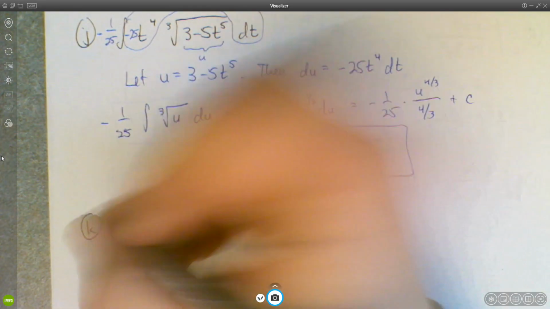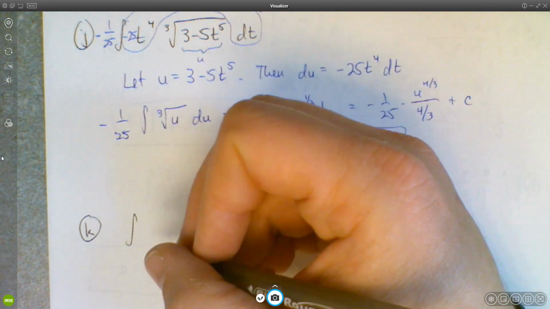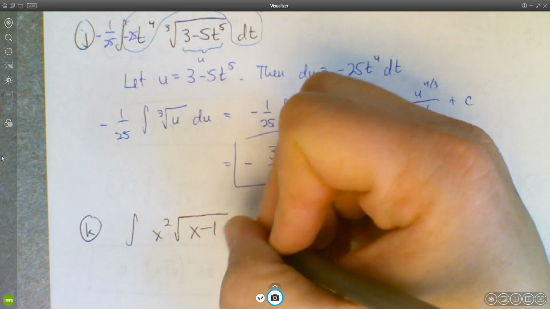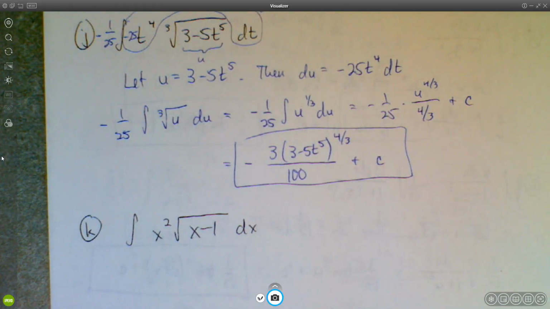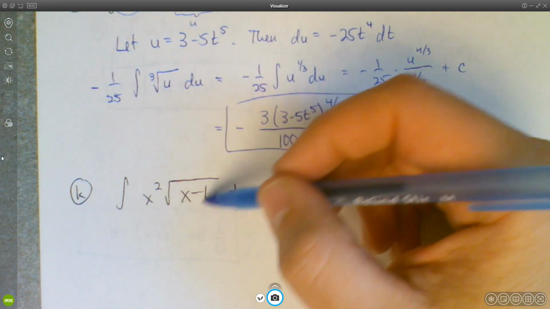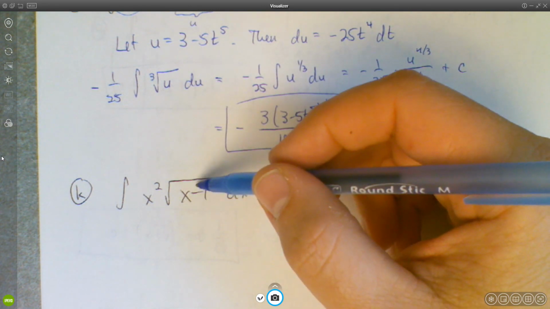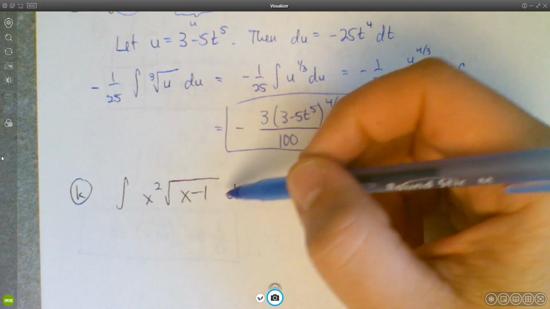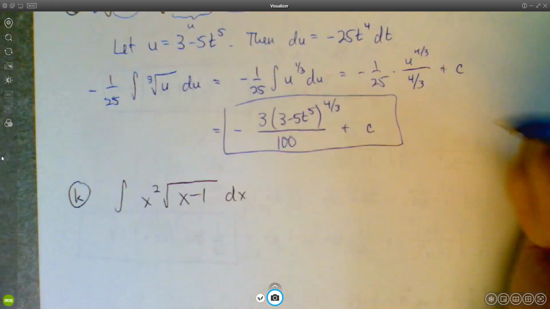Okay, let's do the integral of x squared times the square root of x minus 1 dx. Okay, this one's kind of challenging. If we let u be x minus 1, the derivative is just going to be du equals dx, right? Well, then how do we get rid of this x squared?